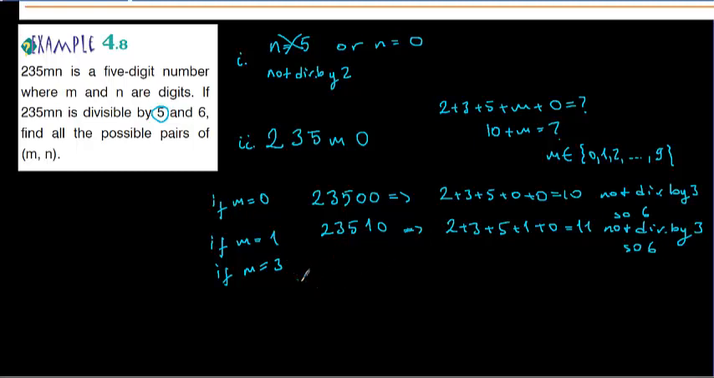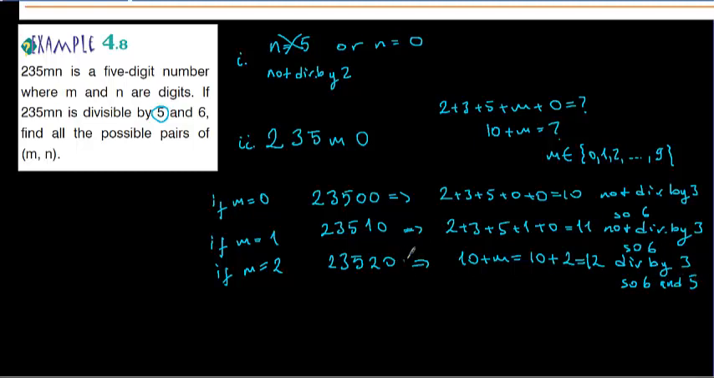If M is equal to 2, the number is going to be 23,520, and the sum is going to be equal to 10 plus M, which is 10 plus 2, which is equal to 12. So it's divisible by 3, so it is divisible by 6, and it's divisible by 5 because it ends with 0. So M can be equal to 2 and N is equal to 0. It can be, but there are more numbers.